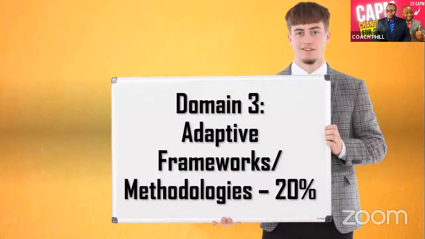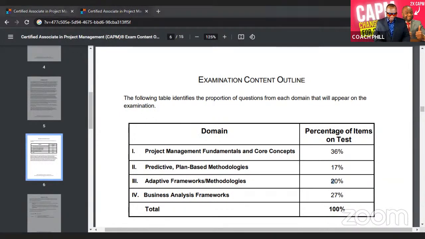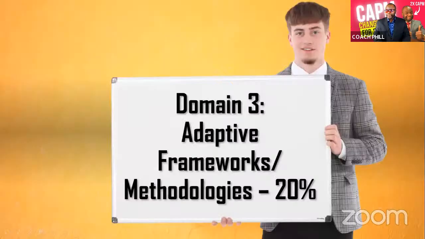Let's go into the 3rd domain. This is adaptive frameworks / methodologies. 20%. So this is going more into agile. So for those folks who didn't catch it in the very beginning, let's go back. You can see that the agile piece is 20% of the CAPM exam now. That's quite a lot. It's quite a lot, 20% of the exam. So you got to up your game regarding agile for the new CAPM exam. All right, let's move on.